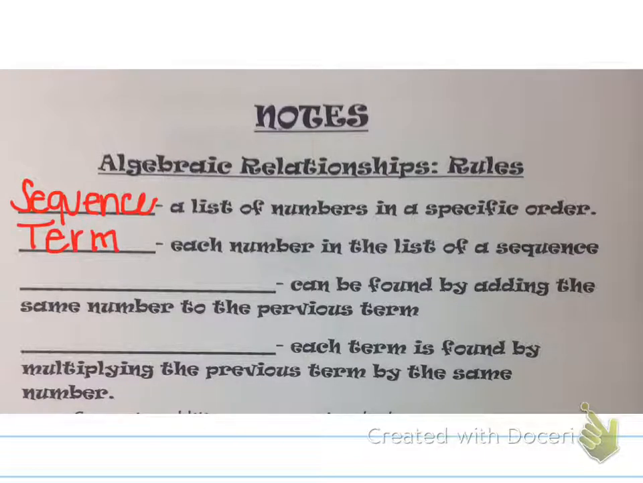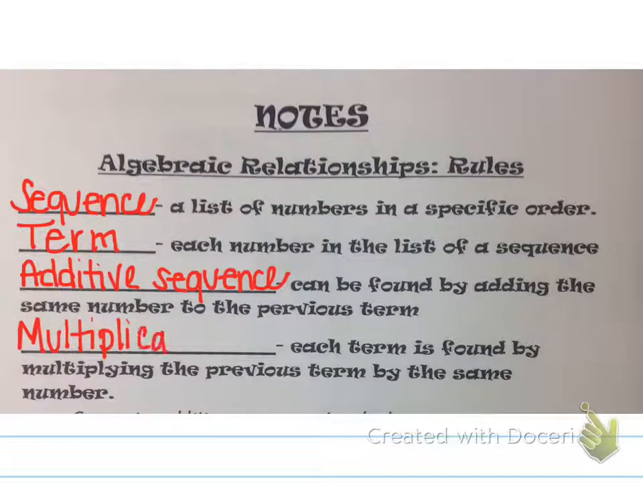And then we are going to learn about two sequences. The first one can be found by adding the same number to the previous term. This is called, just like it sounds in its definition, an additive sequence. Our next sequence is found by multiplying the previous term by the same number every time. In multiplying, it is called a multiplicative sequence. And those are our 4 new vocabulary words for this lesson.